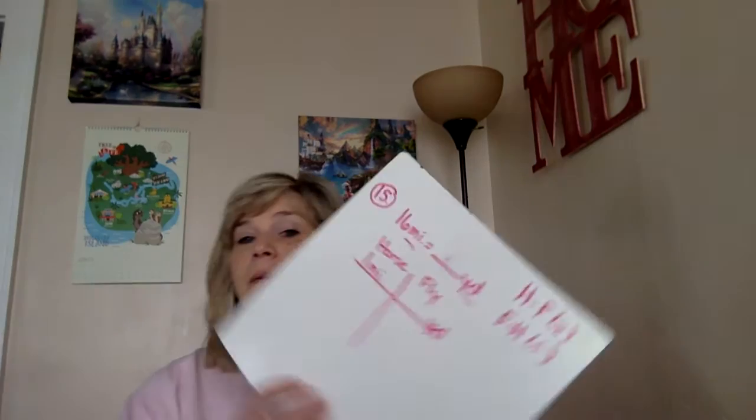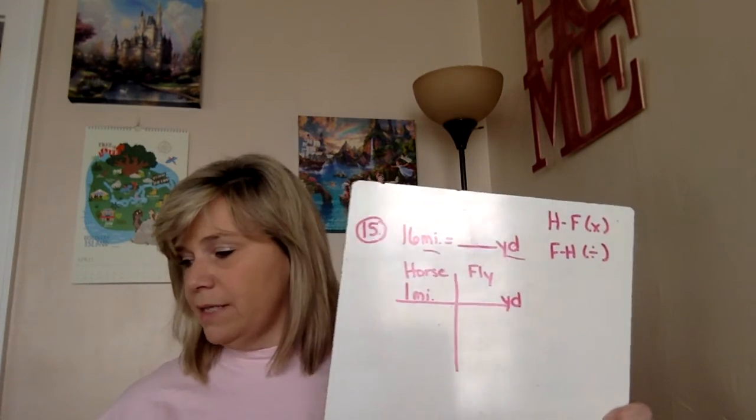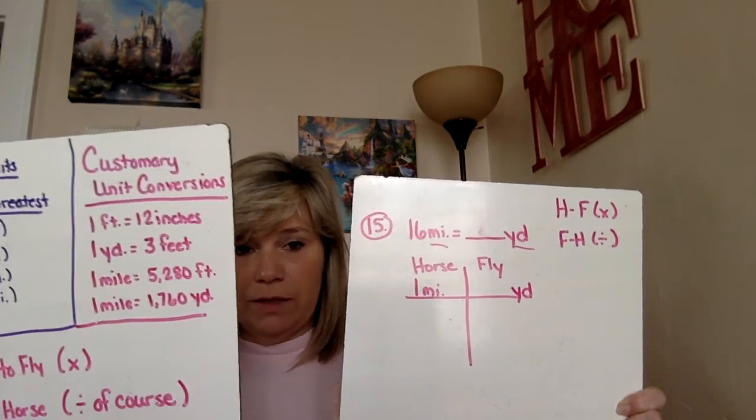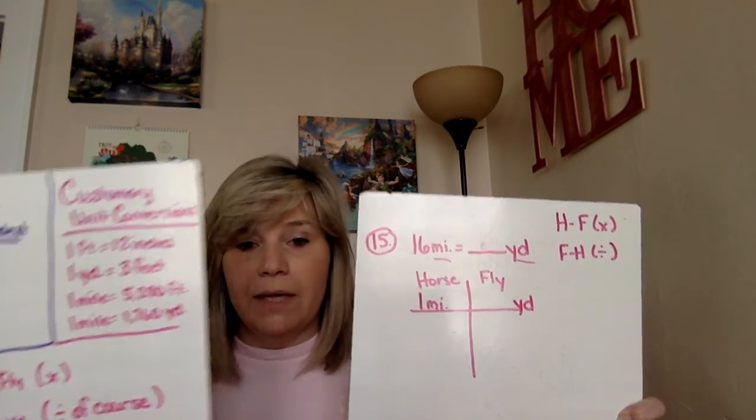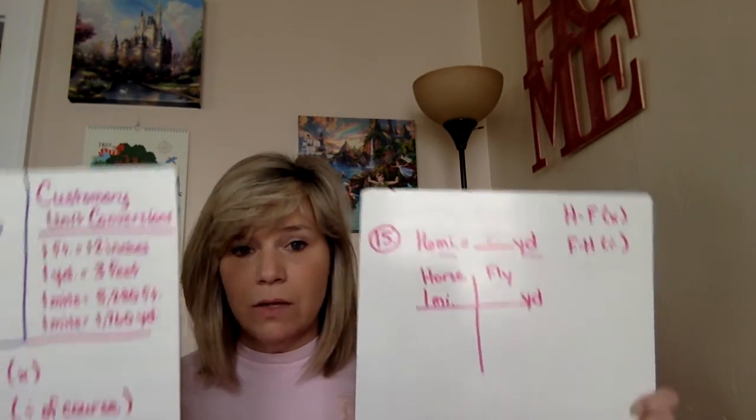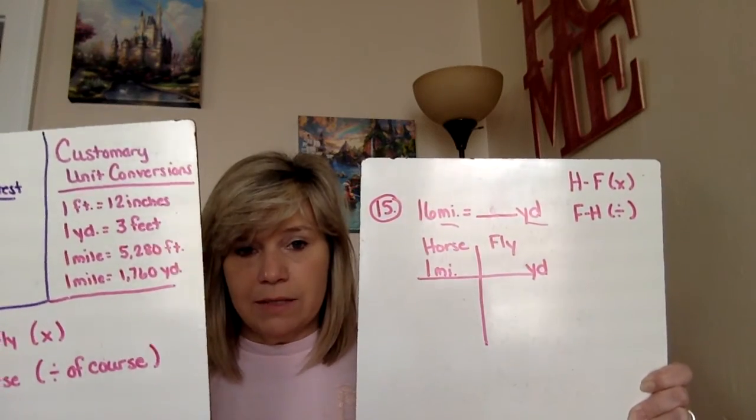Well, memorize them. But if you don't have them memorized, have your chart in front of you and then just fill in that conversion. 1 mile, and be careful, don't use feet, use yards. 1 mile equals 1,760 yards.